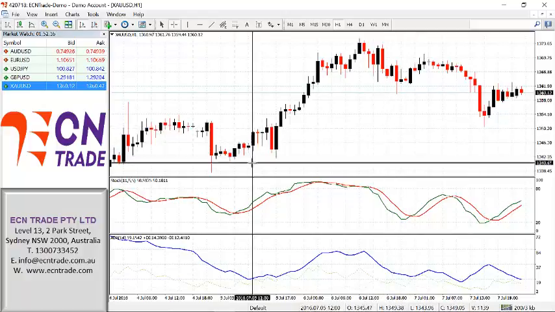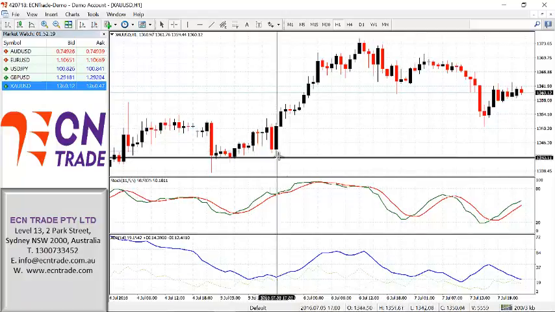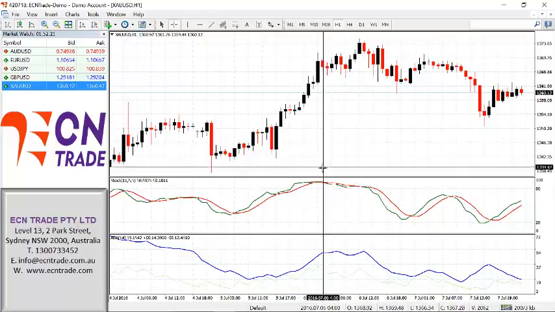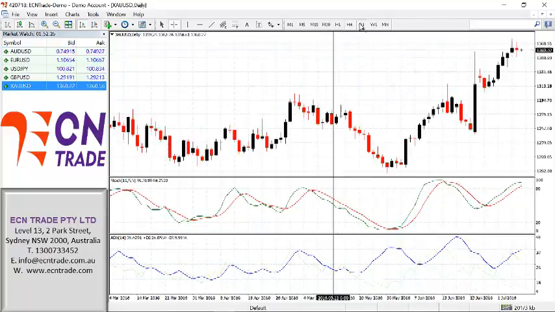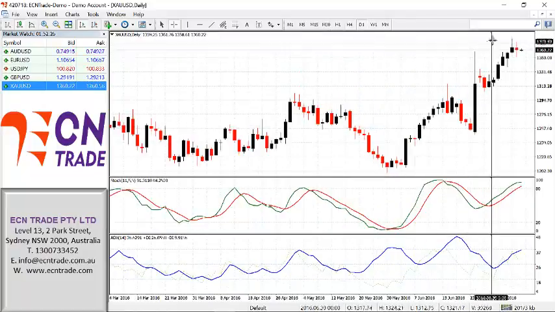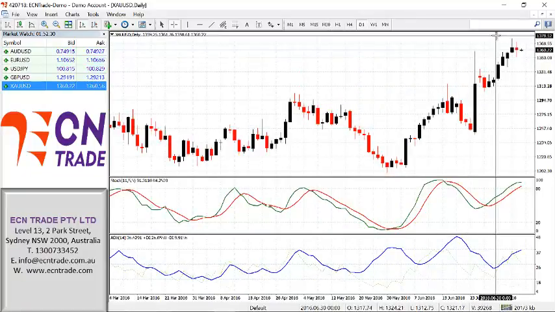In the event we see a move sub 1350, then we would see a tumble back to the recent lows around about 1,338, but I believe that the market will be bullish and continue its upside target of 1,384 to 86. Well, that's a wrap.